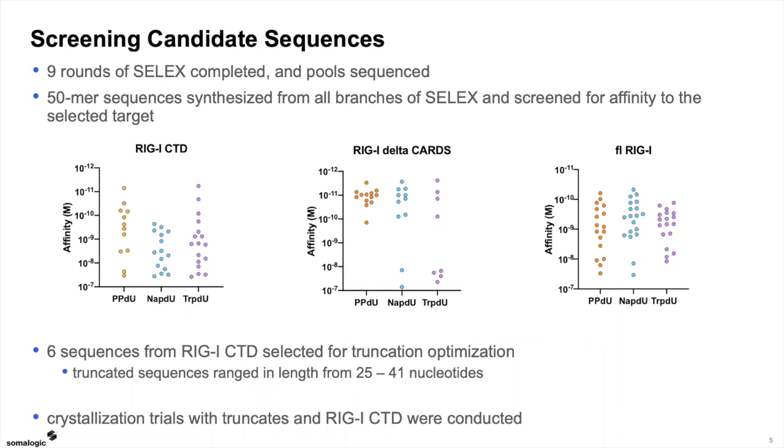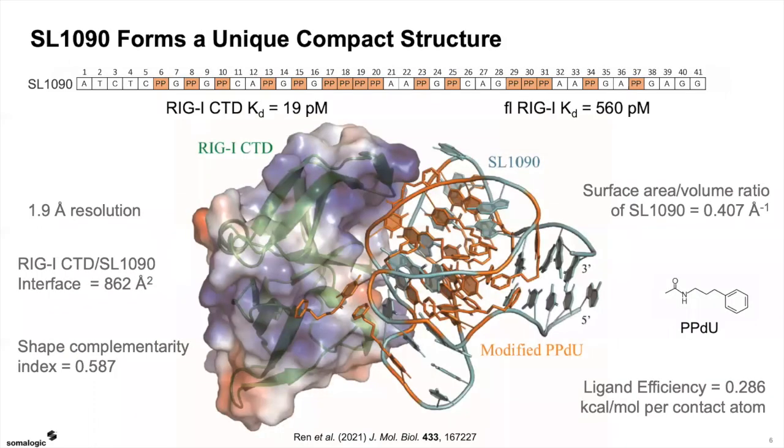So we selected six of these high affinity sequences that encompassed all three mods for truncation optimization. Following truncation, we had sequences that ranged in length from 25 to 41 nucleotides. We sent these six sequences to Anna's lab, where they began crystallization studies, and they were able to solve the crystal structure of one of them bound to RIG-I CTD. We call this SOMAmer in this structure SL1090.